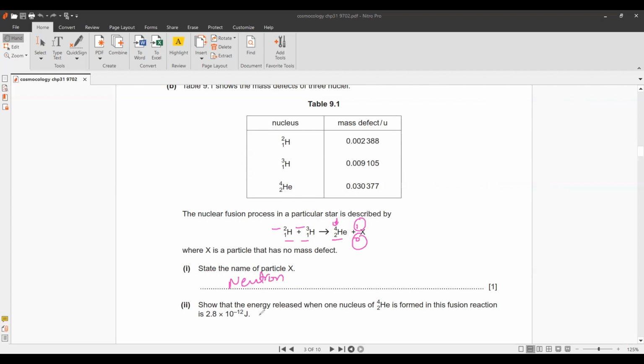Then in the next part, they said to show that the energy released when one nucleus is formed in this fusion reaction is 2.8. What we'll do is we'll use E is equal to delta m c square. First, we need to find the mass defect. For that, we need to add and then subtract it from that. Which two will we add? We will add these two and subtract it from there. Find out what the mass value is.